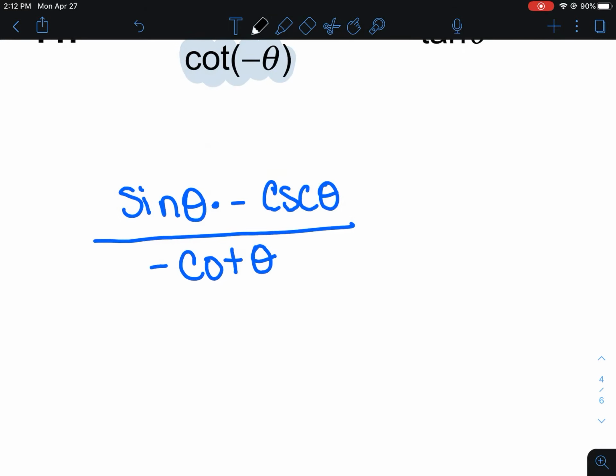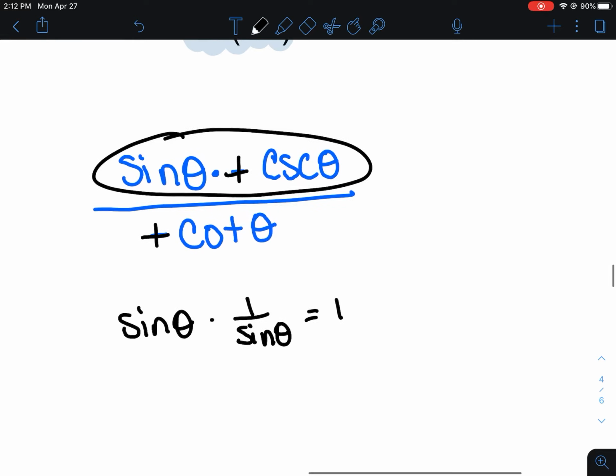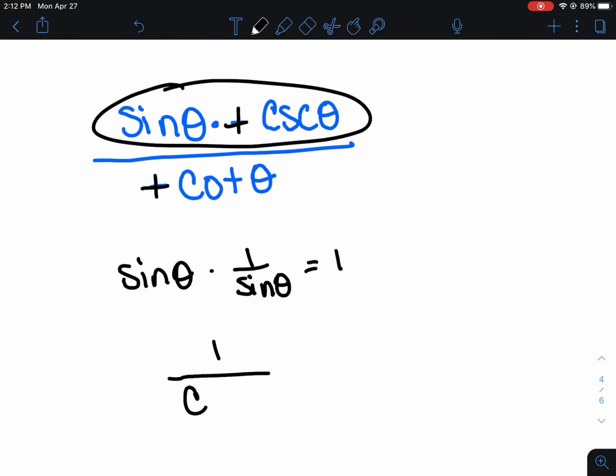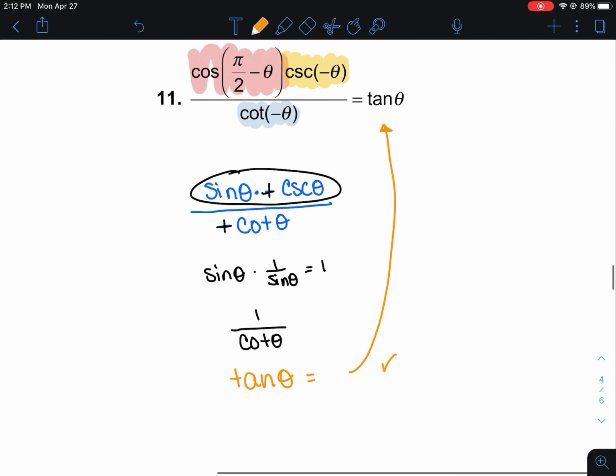Okay. A negative over a negative is just going to become positive. So I'm going to look at what I have going on the top here. I have sine of theta times 1 over sine of theta, the reciprocal. Okay, and that just gives me 1. So I have 1 over cotangent theta. And 1 over cotangent theta is just tangent theta, which is exactly what I want it to equal. Okay, again, all of those I just got right from the identity sheet.